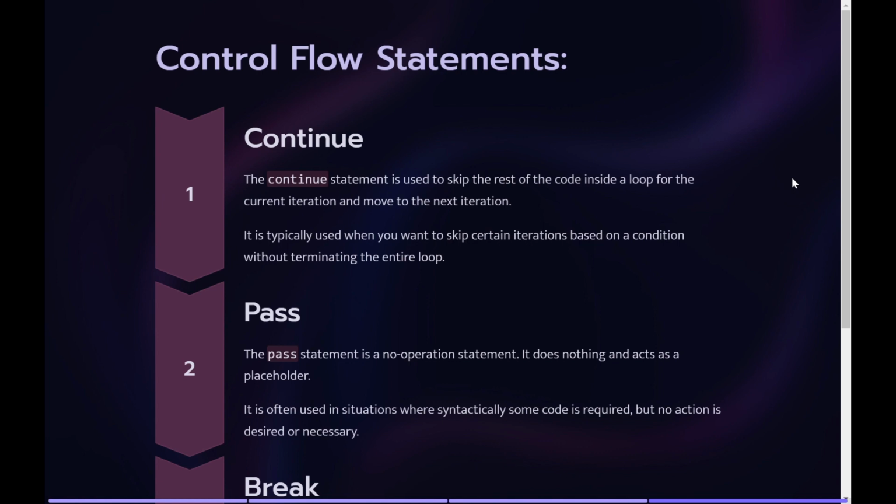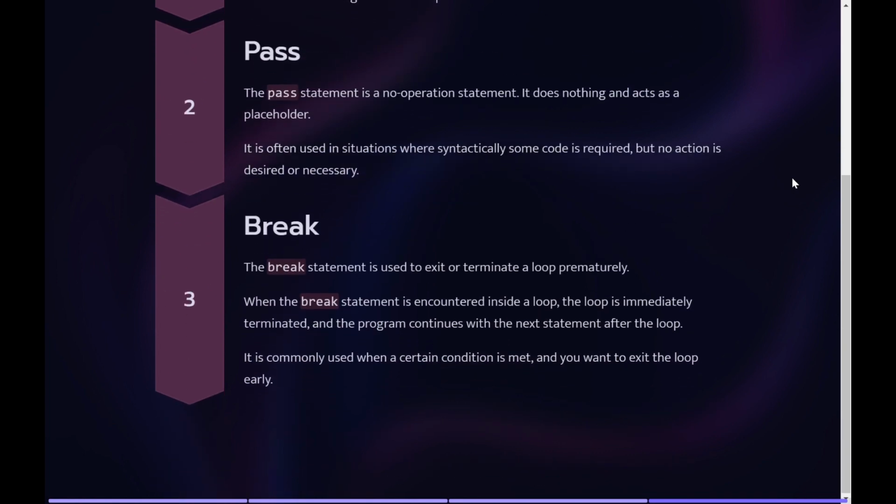And break over here is used to exit the loop directly. Say if you want to break the loop even before the termination condition is reached, you can use this break statement and exit the loop. We'll see the examples right away.